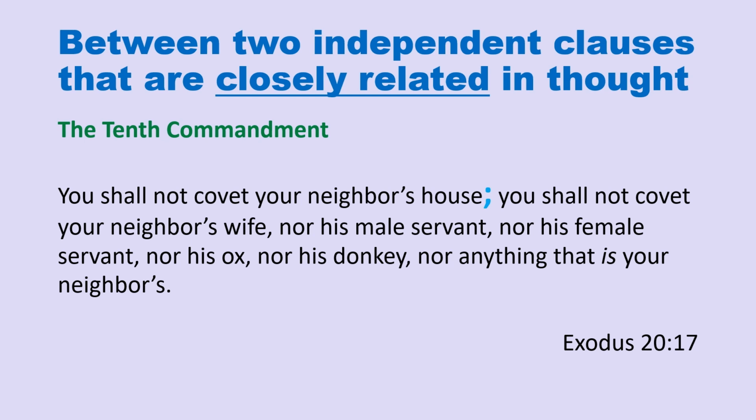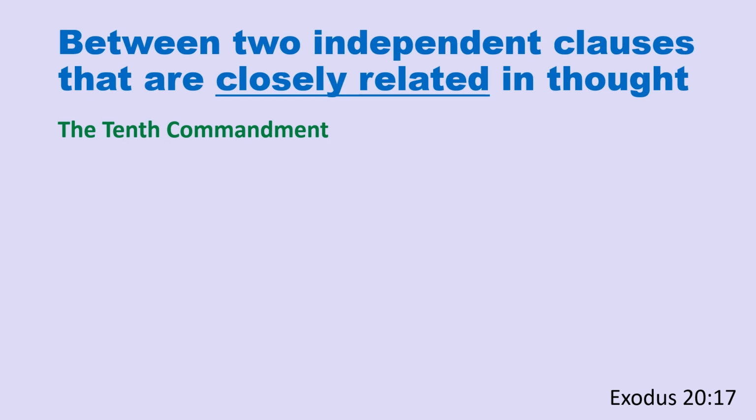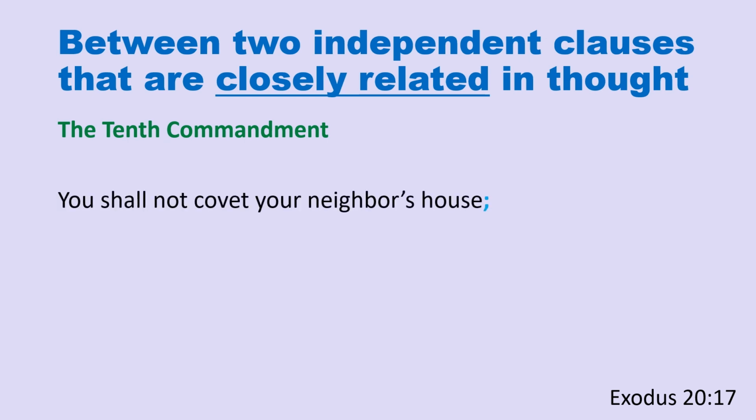Let's take a look at the semicolon being used in the 10th commandment. You shall not covet your neighbor's house; you shall not covet your neighbor's wife, nor his male servant, nor his female servant, nor his ox, nor his donkey, nor anything that is your neighbor's. Think about this for a minute. Technically, you can break the sentence in half at the semicolon, and both halves of the sentence can live by themselves. The first half is, you shall not covet your neighbor's house.